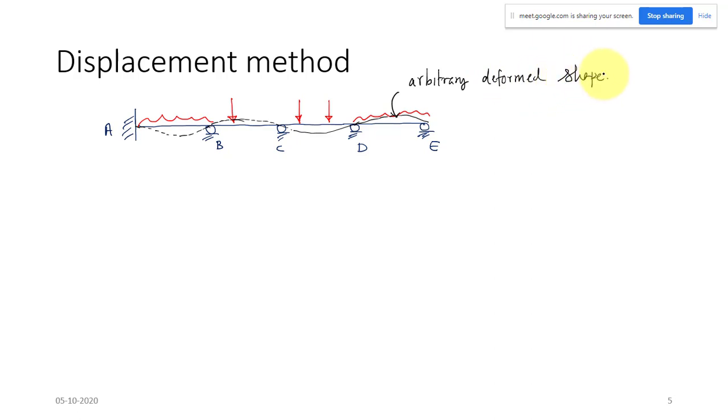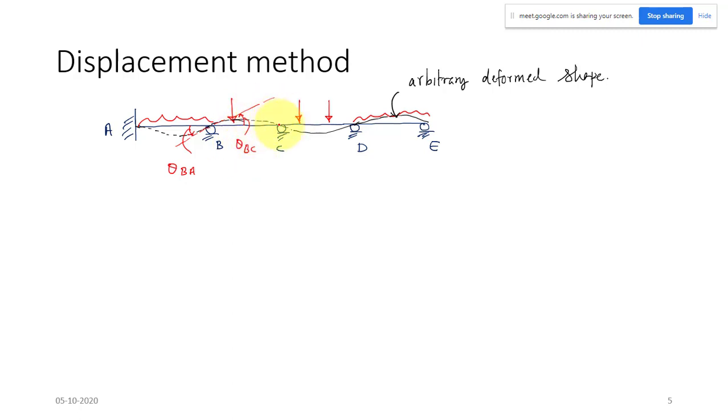So we have a four span continuous beam, and we applied some loading, and there is some deformation in the structure. If you see what are the degrees of freedom in this beam, there will be a rotation at support B because this is a roller support. It is free to rotate. In the span AB, the rotation I will write as theta BA, and theta BC.